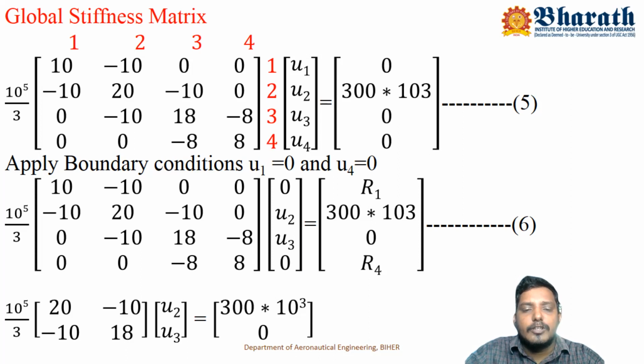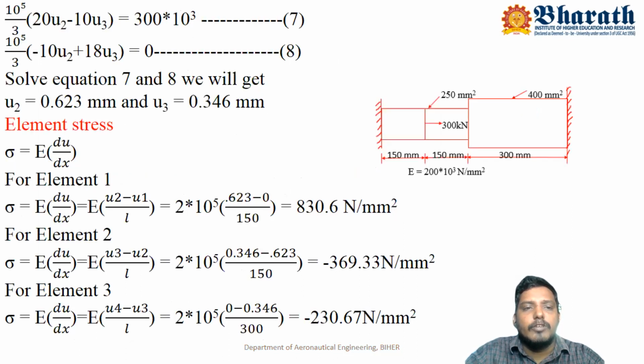Then the above global stiffness matrix can be reduced to 10 power 5 times [3, 20 minus 10; minus 10, 18], times [U2, U3], equal to [300 into 10 power 3, 0]. Then we have 2 unknowns and we get 2 equations. While solving equations 7 and 8, we will get the values of U2 and U3.